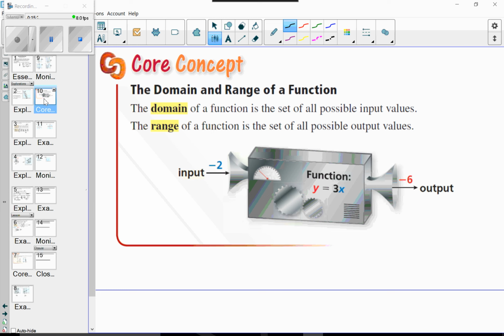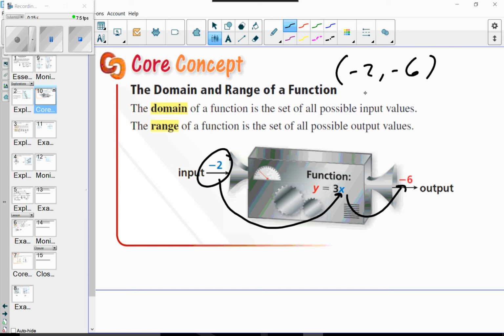So for example, in this function, we input a negative 2. So if you input a negative 2 for x, your output is going to be a negative 6. So we would say for this particular graph that negative 2 is part of the domain, where negative 6 is part of the range. Okay? So I could write that as an ordered pair, negative 2 comma negative 6. This is my input. This is my output.